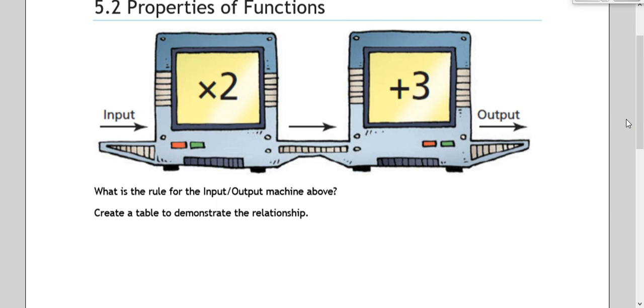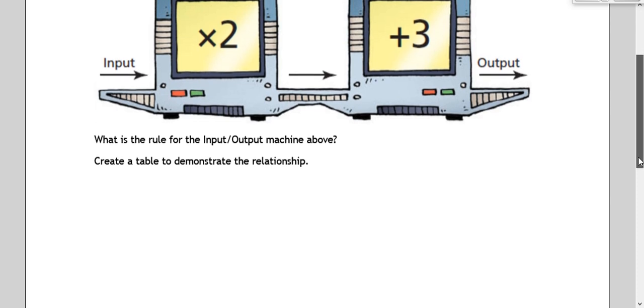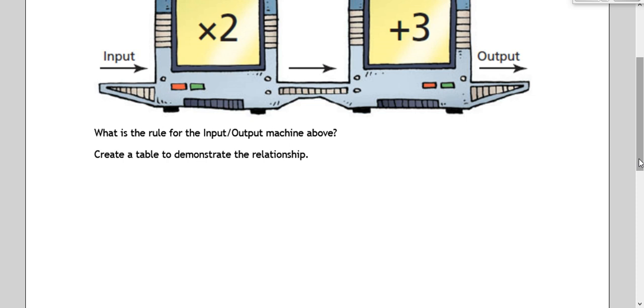Okay, this is 5.2 properties of functions, and functions are related to the idea of input-output machines. So if you input something and follow the rules of the input-output machine, you will get the output you desire. So if we look at this one, what is the rule for the input-output machine above? Well, it states that if I put a number in, I will multiply it by 2 and add 3 to it.